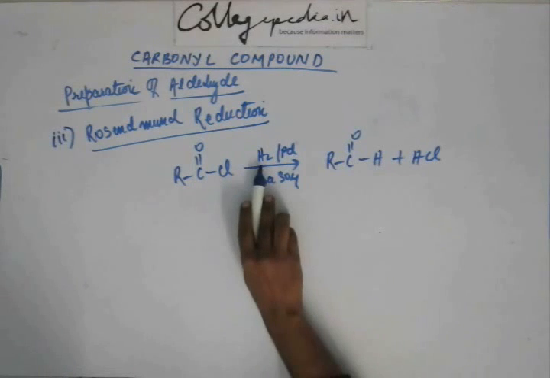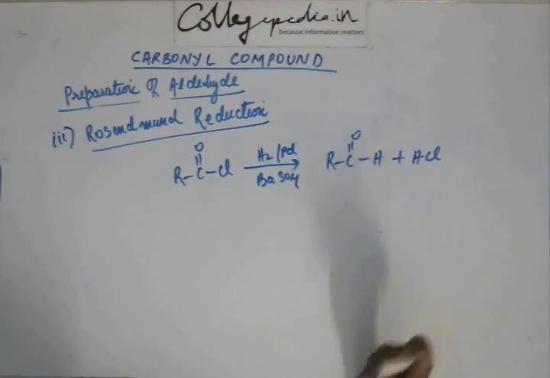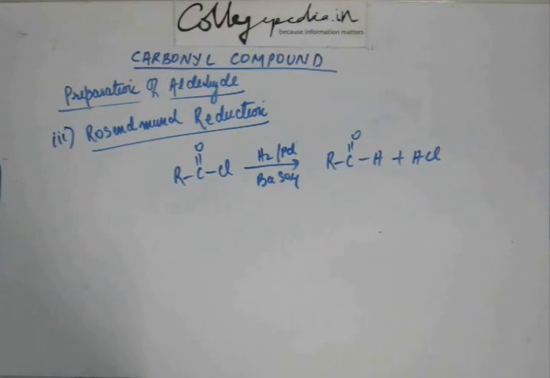That means one hydrogen from the hydrogen gas and Cl will come out as HCl, and one hydrogen comes here, and this gives us aldehyde. Effectively what's happening here is chlorine is getting removed and hydrogen is getting added. So this acyl chloride is going to convert into aldehyde. This becomes a method of preparation of aldehyde, and this is an important method of preparation of aldehyde.